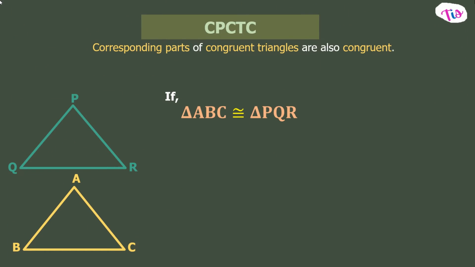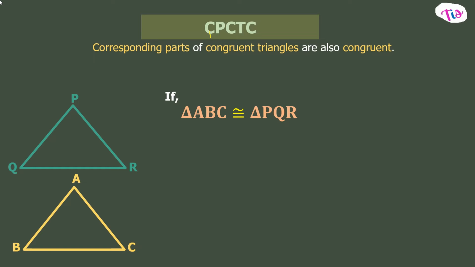Now, we say that two triangles are congruent if their corresponding parts are equal, and vice versa is also true. Vice versa means corresponding parts of congruent triangles are also congruent. So if two triangles are congruent, then their corresponding parts will be congruent. This is a property known as CPCTC: corresponding parts of congruent triangles are also congruent. So if two triangles are congruent, their corresponding parts will be equal.